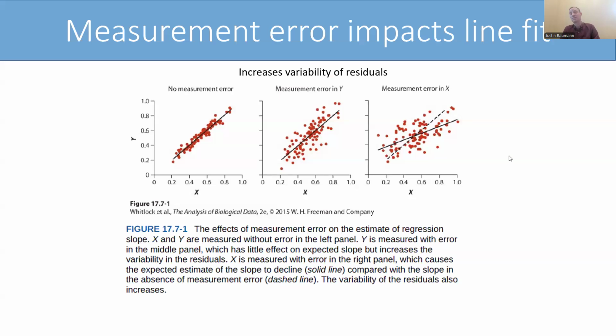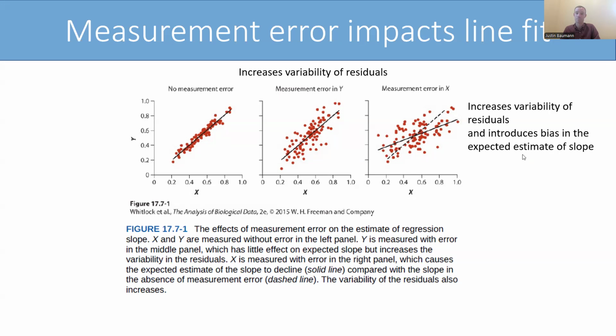In all cases, we're increasing the variability of residuals, and that is causing more error. It introduces biases into the estimates of our slopes.